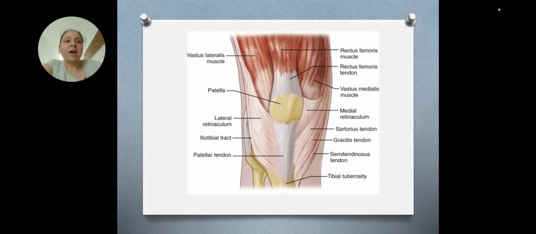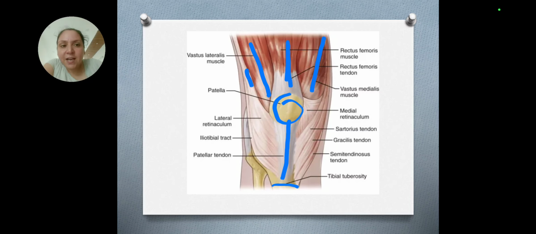Can you see over here? I wanted to show you. This is again the muscles. You can see the quadriceps muscle, the rectus femoris, the vastus medialis, the vastus lateralis and the rectus femoris, which are joining together at the patella to form a patellar tendon. Fine. At the level of the tibial tuberosity. This is the anterior structures.